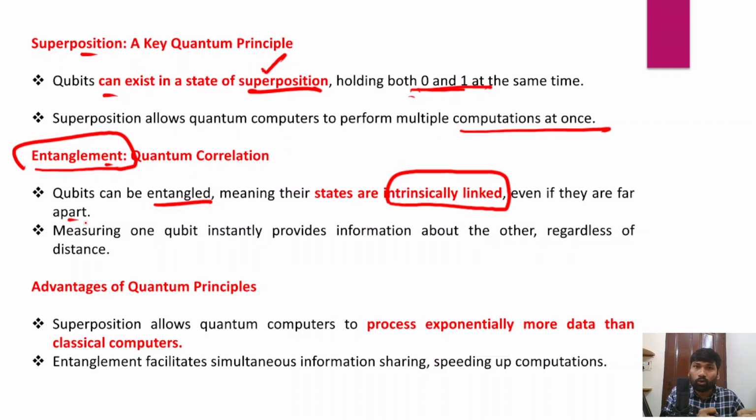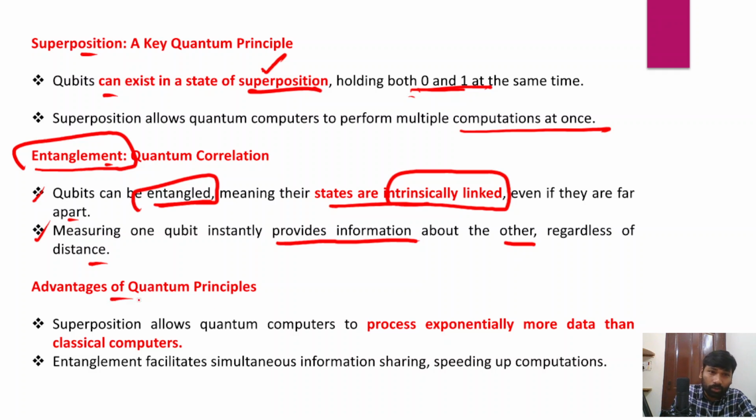So this is a little bit complex, right? This is what is called entanglement. Quantum entanglement actually means that the states are intrinsically linked even if they are far away from each other, right? So measuring one qubit instantly provides information about the other, regardless of their distance. Whatever distance they are at, measuring one qubit instantly provides information about the other qubit as well. So that's how entanglement and superposition in quantum computers generally work.